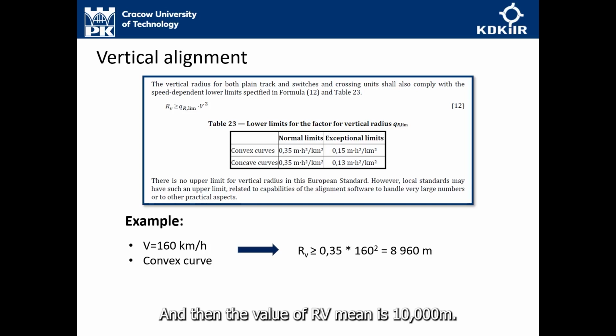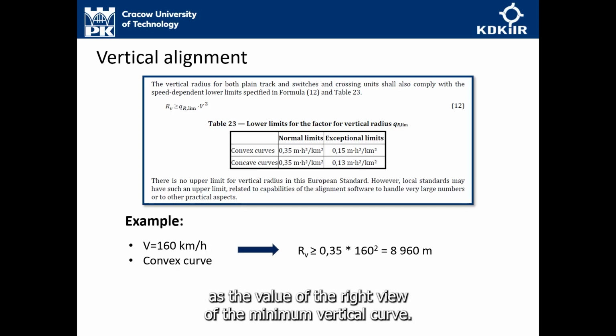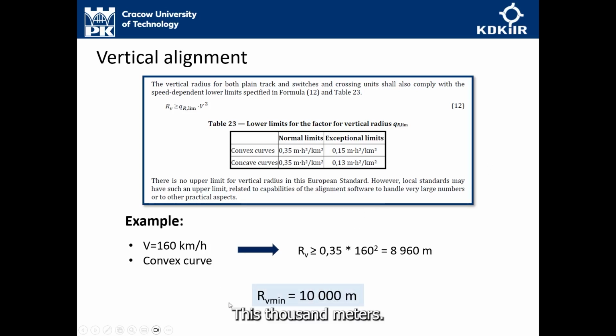And then the value of RV mean is 10,000 meters, and we can treat this value for our conditions as the value of the radius of the minimum vertical curve: 10,000 meters.